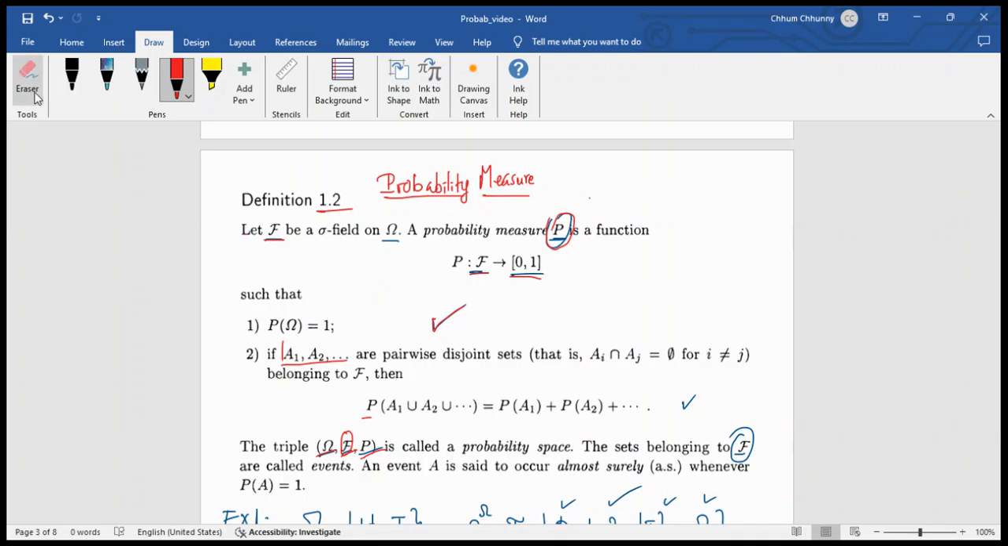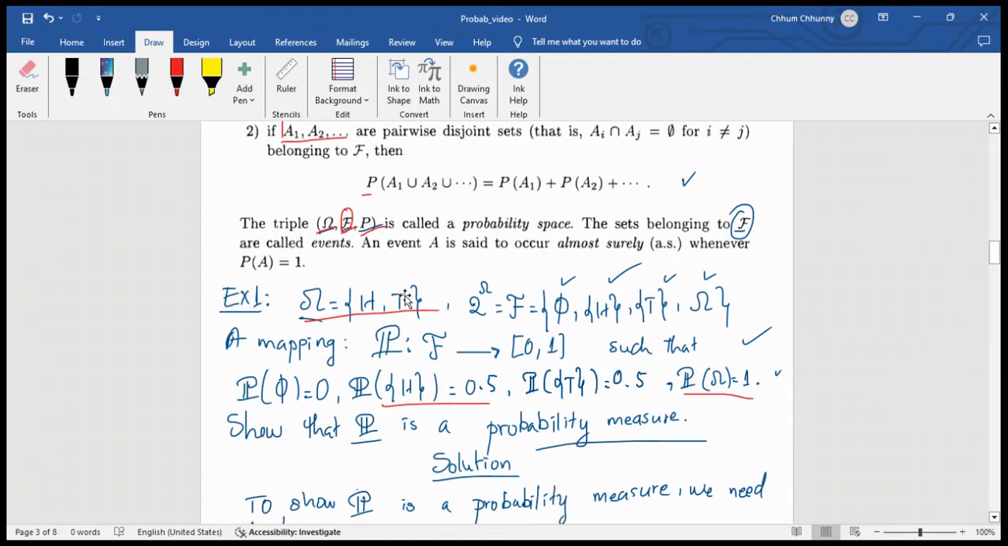I also provide you an example about probability measure. We still start from the same experiment as in the first video, flipping a coin one time. The sample set that we get here has two elements, H and T. And in the first video, I already told you that the power set of omega is the biggest sigma algebra, or biggest sigma field, on omega.